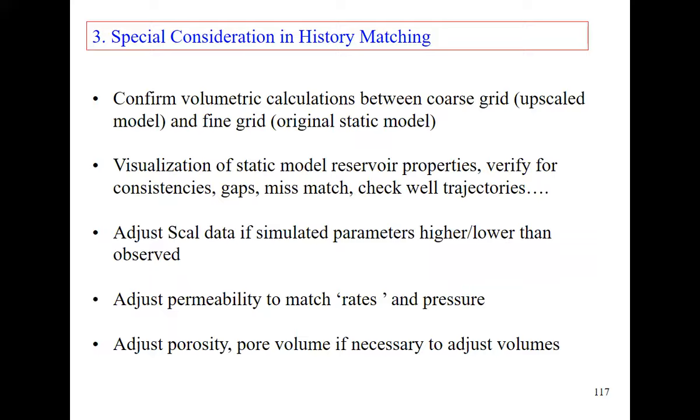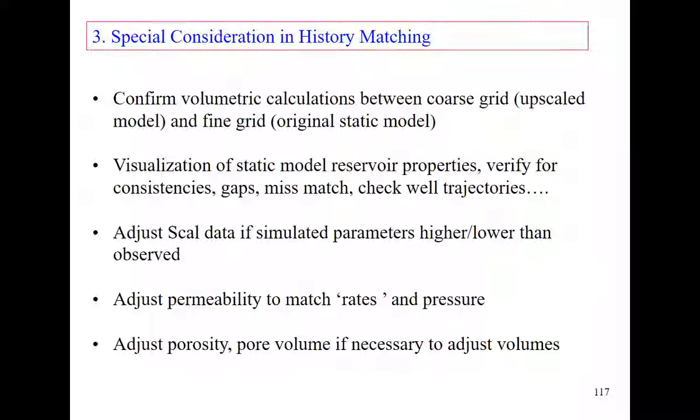Sorry. So initially, when we run our simulation, we have to confirm our volumetrics, because this is very essential. We should have consistency on the hydrocarbon in place.